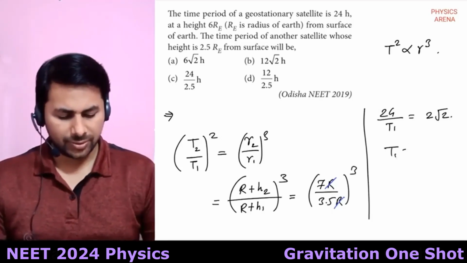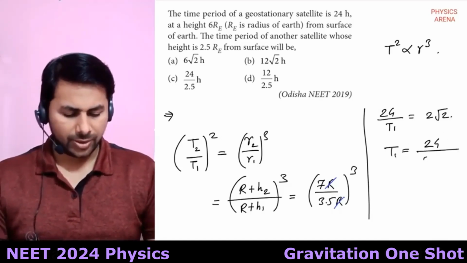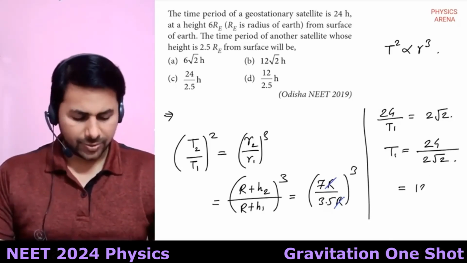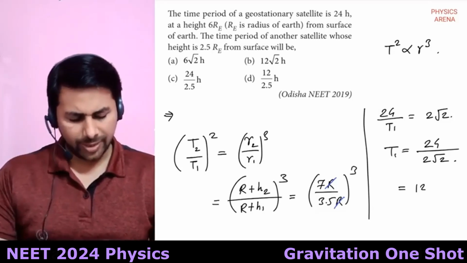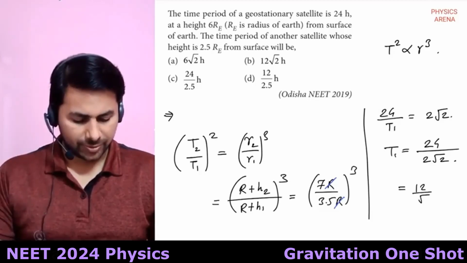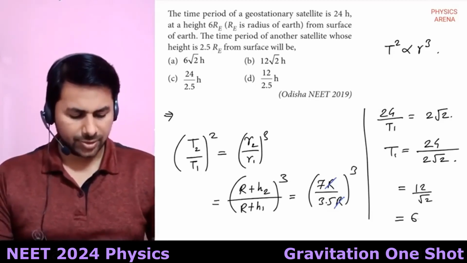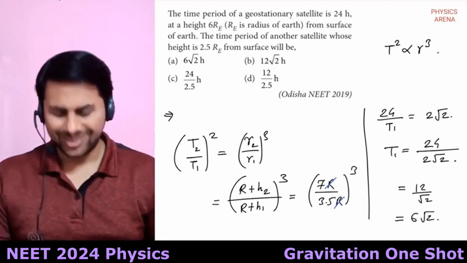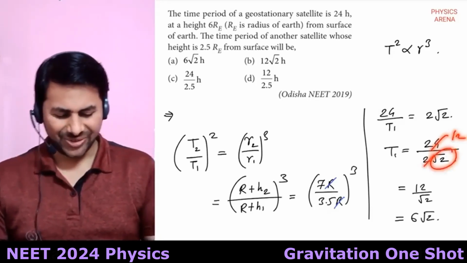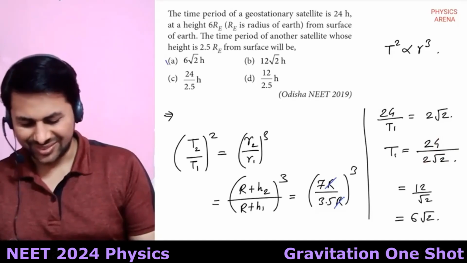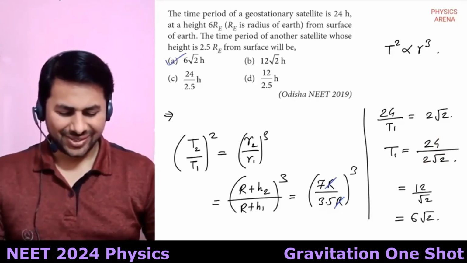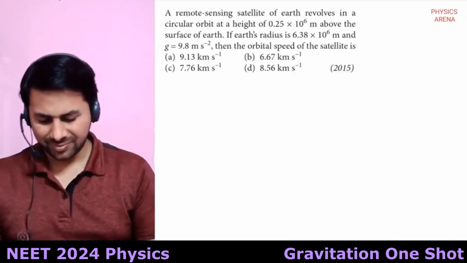Okay. T1 is equal to 24 upon 2 root 2, and that is equal to 12 divided by root 2. This is 6 root 2, right? This is 12 upon root 2, 6 root 2. This is the answer. Option A. Okay, all right. Let's see the next one.